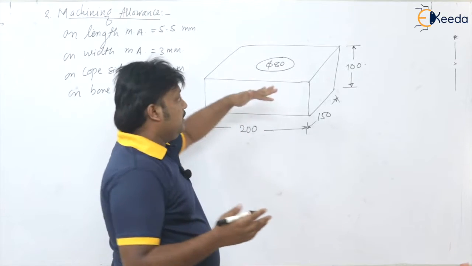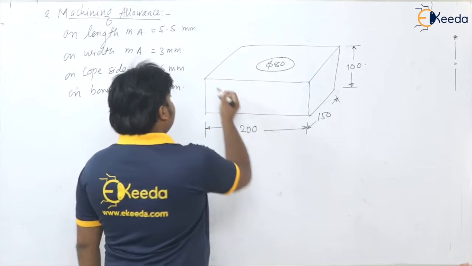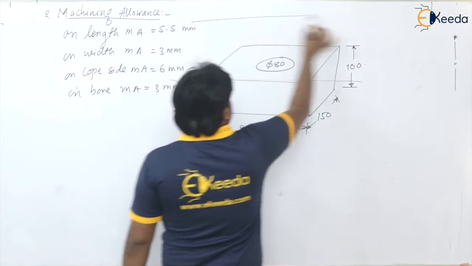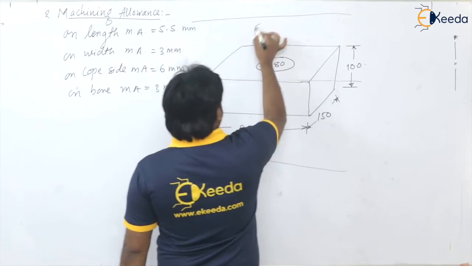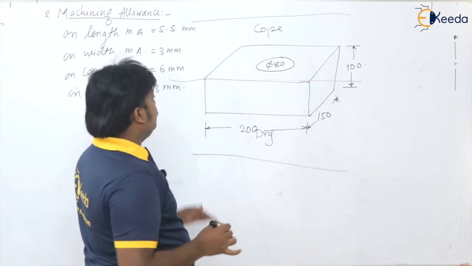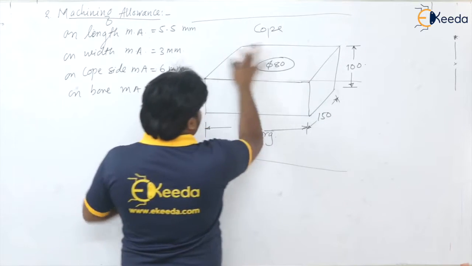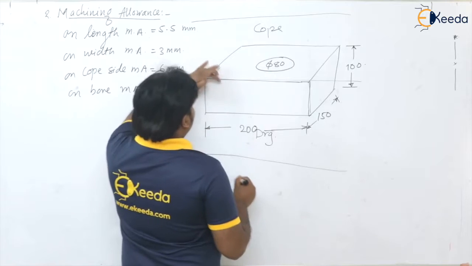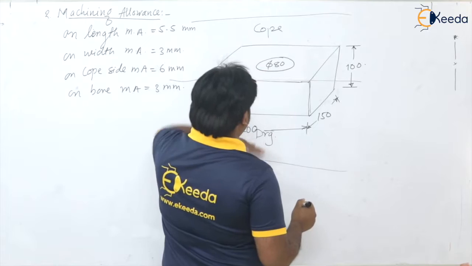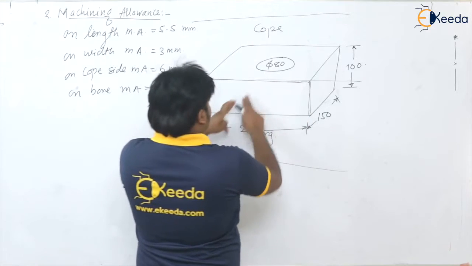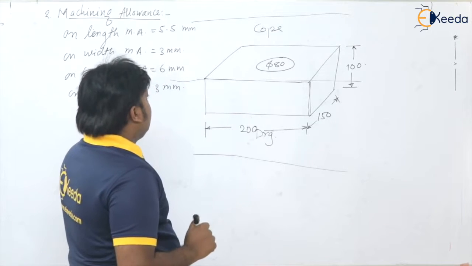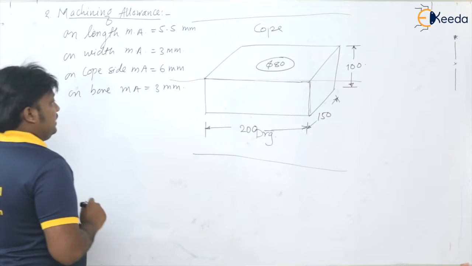Cope means what? That is the upper flask. So if it is in the mold cavity, this will be the cope and this will be the drag. When you are looking from the front, you can see only this part. Above this parting line, it is the cope. Below this parting line, it is the drag. And our part is placed in the drag box only.